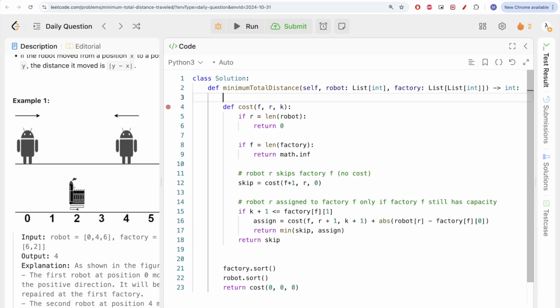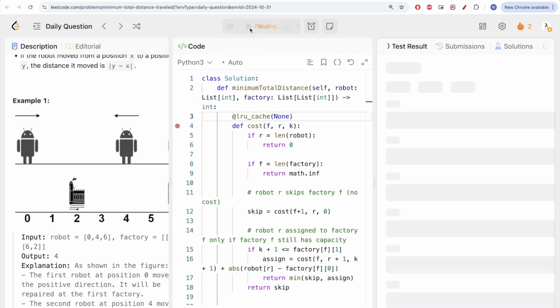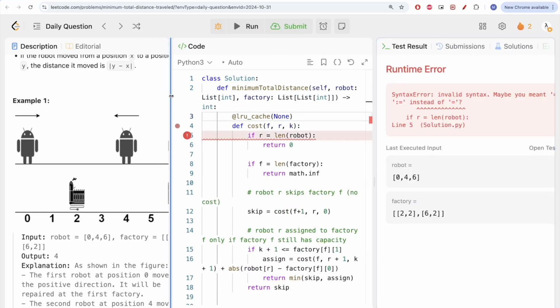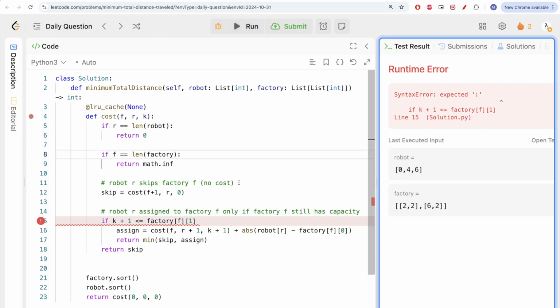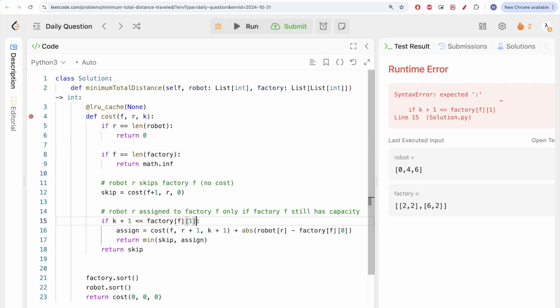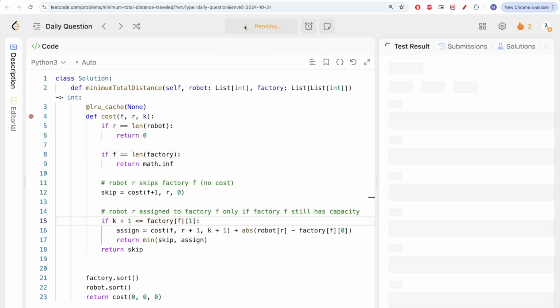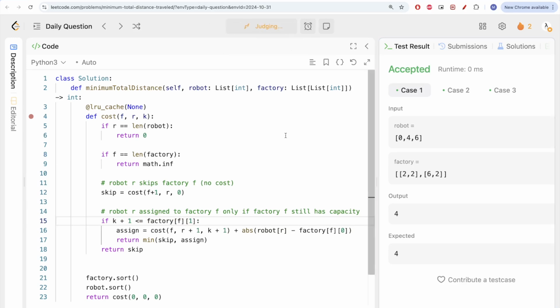Now, we need to memoize this. You could use a memo hash map, but I will go with the simple route in Python with LRU cache, without a max size. And then we can run this. Now this needs to be a check for equal, same thing here. And then we need this, of course. And looks good, so let's submit.